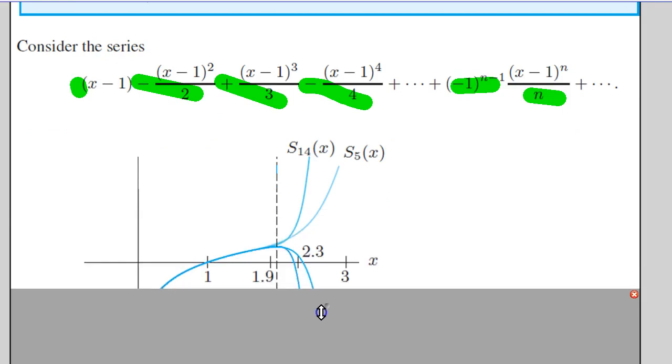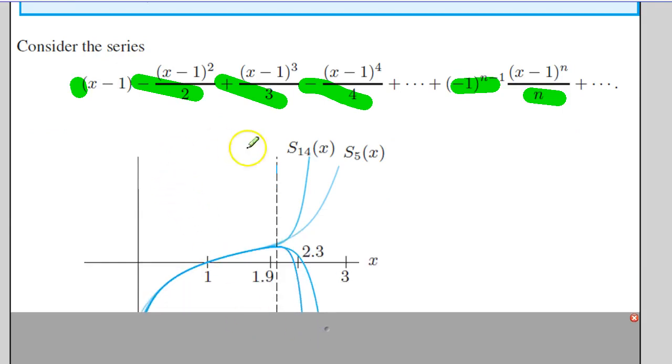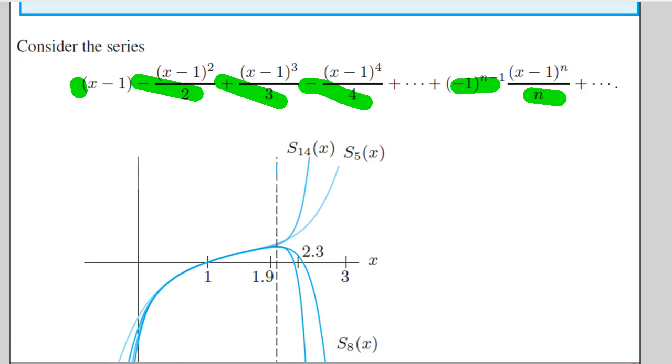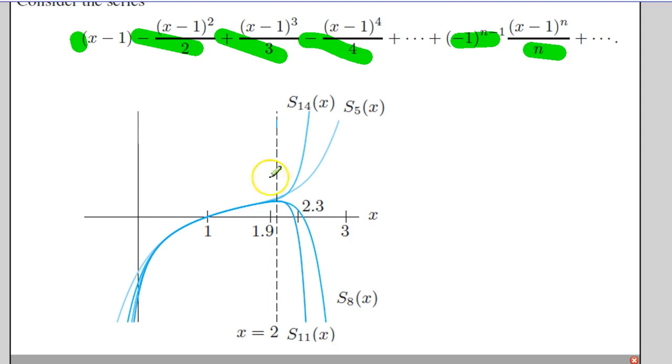When will it converge? Well, if I were to graph the function s sub 14, actually, let me start with s sub 5. So 1, 2, 3, 4, and the fifth term up to here and cut it off. This is what the graph would look like. And if I were to do the same thing, but this time up to the 14th term, then this is what the graph would look like. And if I keep going for the 8th term, and also the 11th term, it looks like that.